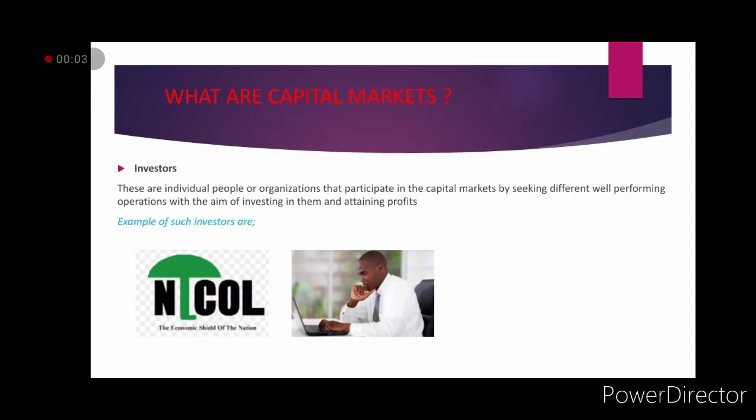of the coin, the investors. Now, these are technically individual people or organizations that participate in the capital markets by seeking different well-performing organizations with the aim of investing in them and attaining profit. So investors could either be individual people such as you and I, or well-established organizations such as businesses seeking to invest in other organizations that show the potential of performing well on into the future.